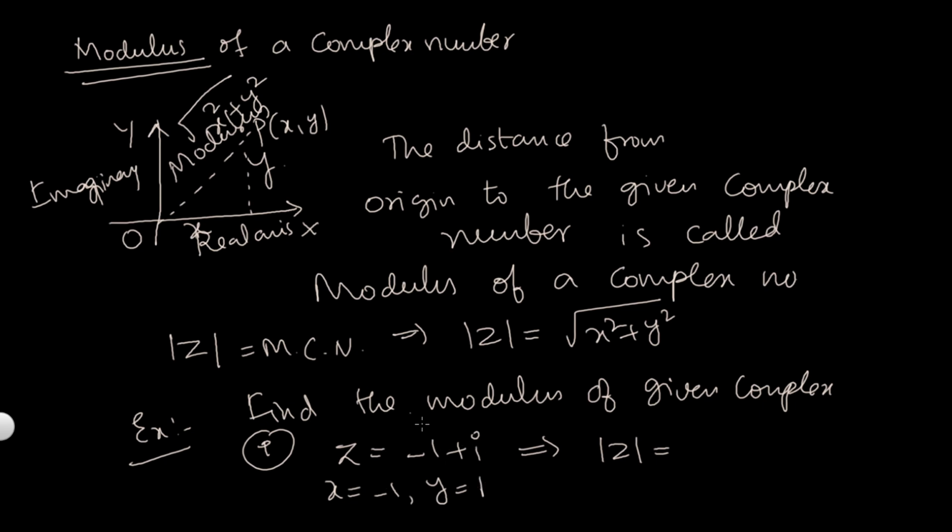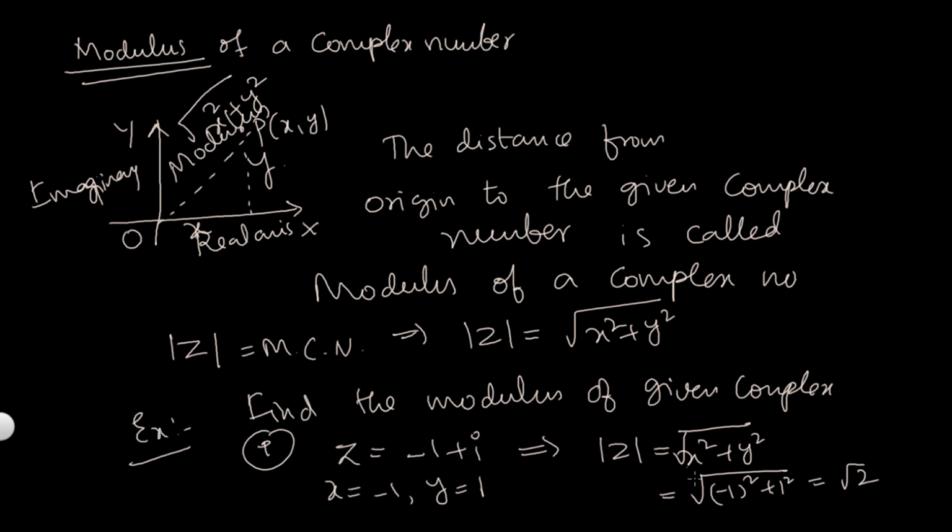Compare with x plus iy. A complex number is always z equal to x plus iy. So now compare with -1 plus i: x equals -1 and y equals 1. Then the modulus is root over x square plus y square. Substituting, root over (-1) whole square plus 1 square, that is root 2. So the distance of the point (-1, 1) from the origin, the modulus, is root 2 units.